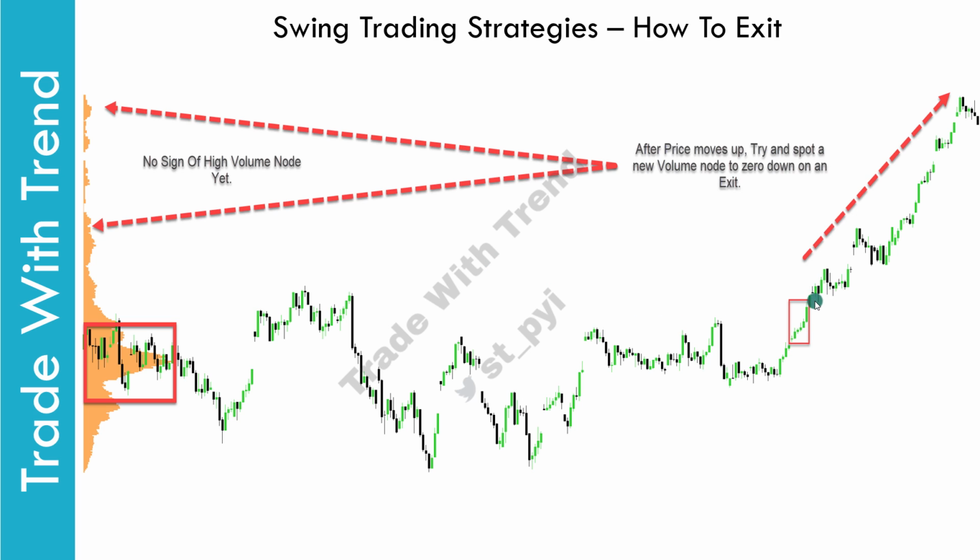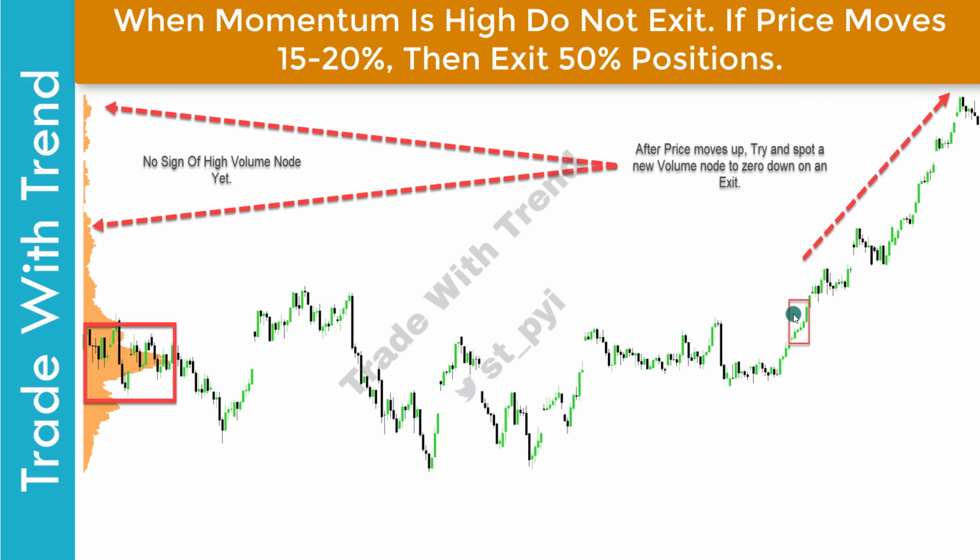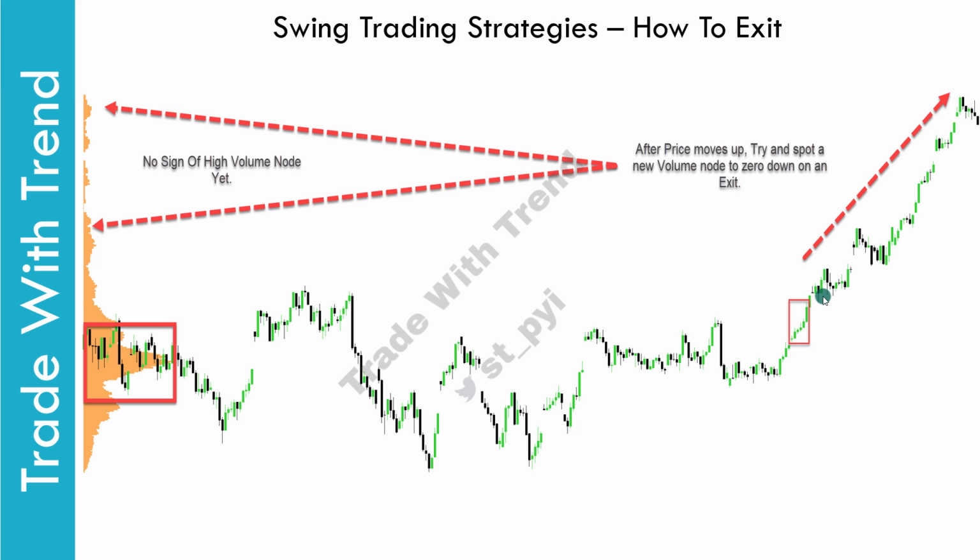Once price has had a breakout above the high volume node region, price will auction higher, as I've shown on the chart. Whenever price is auctioning higher, do not think about exiting the trade immediately. If price moves up 15 to 20% from the breakout level, then yes, you can exit your trade by reducing your position size by 50%. Else, you will have to wait for a volume node to develop.